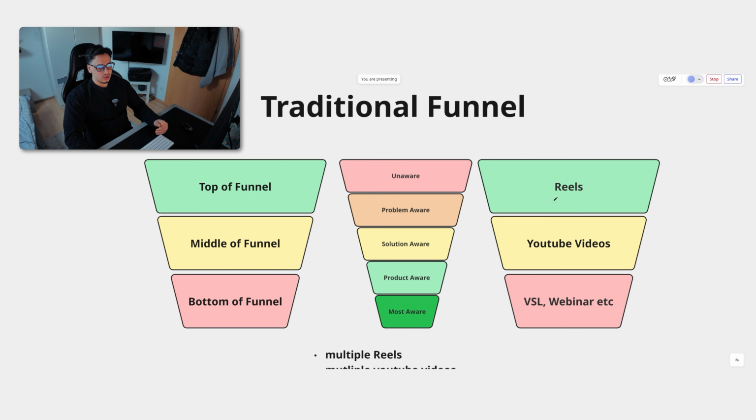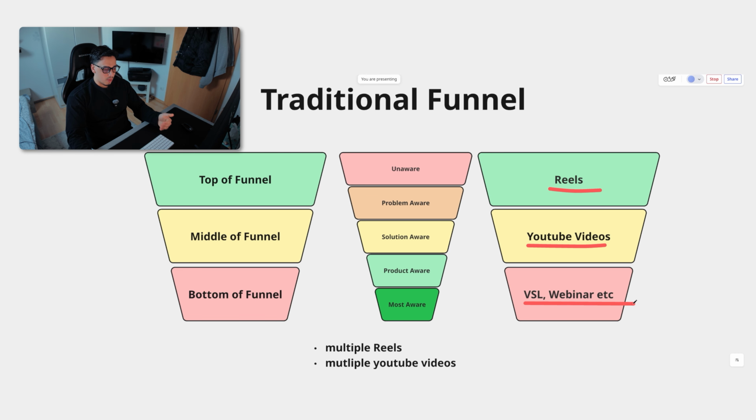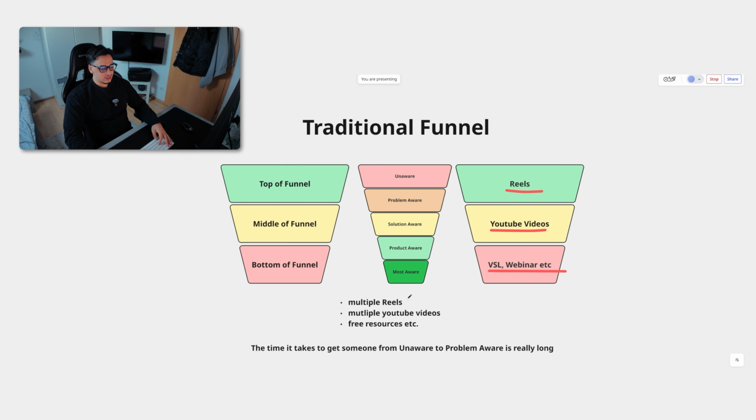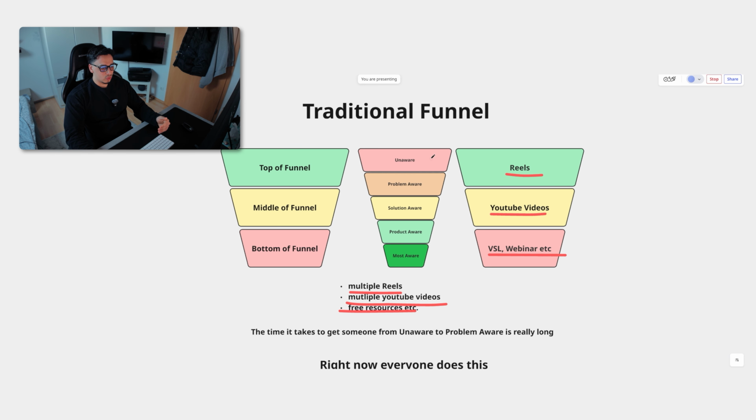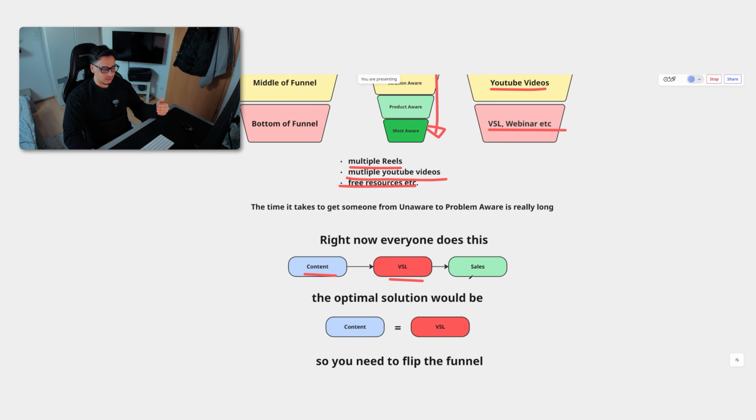What most coaches and creators do is post reels for top of funnel because it's easier to go viral, and then post YouTube videos to nurture them and build trust. And then they use VSL or webinars to convert them into buyers. But the problem with that is that you need multiple reels, multiple YouTube videos, and multiple free resources. And the time it takes to get someone from unaware to being most aware is really, really long. So right now everyone does this. They post content, they have a VSL, and then they get the sale.